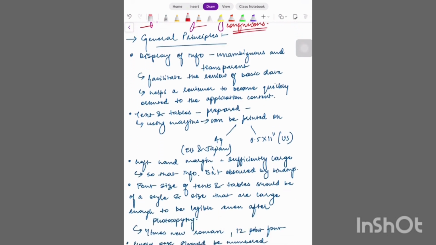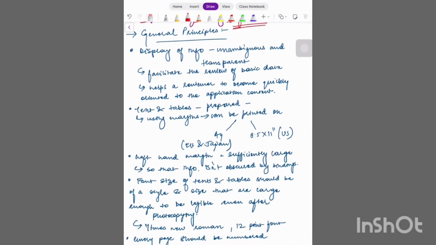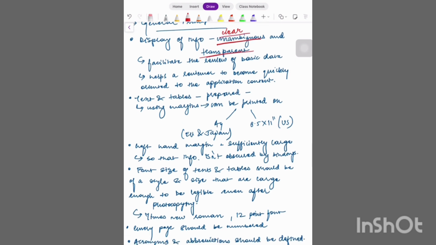Now there is general principles, and these general principles are to be like, just you don't have to mug up this. This is just like for your GK general knowledge, but look at it how specific they are. So this is about CTD. This does not, I think, talk about e-CTD. So CTD, they said general principle is the display of info should be unambiguous and transparent. Unambiguous बोले तो it should be clear or it should be like उसका interpretation easy होना चाहिए. So clear and transparent. Facilitate the review of basic data.